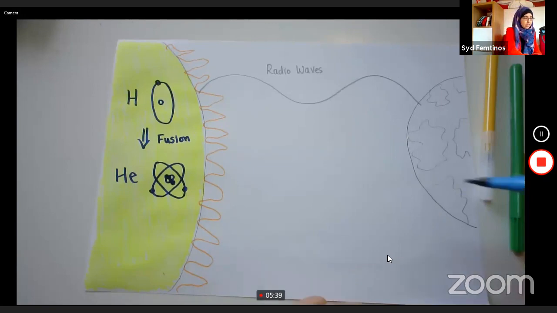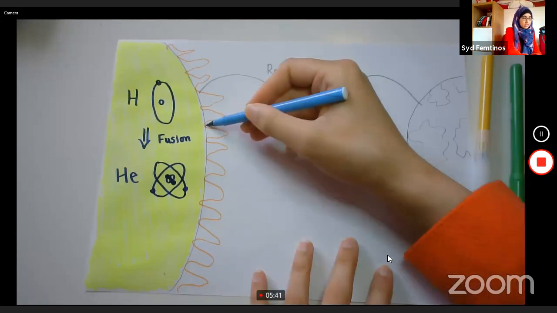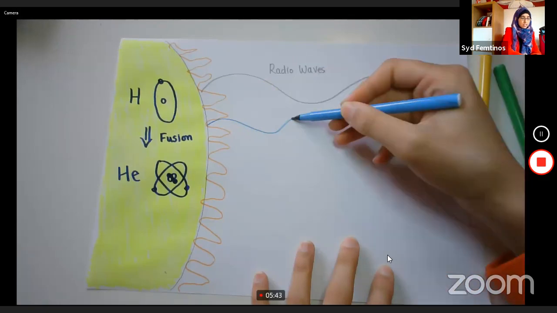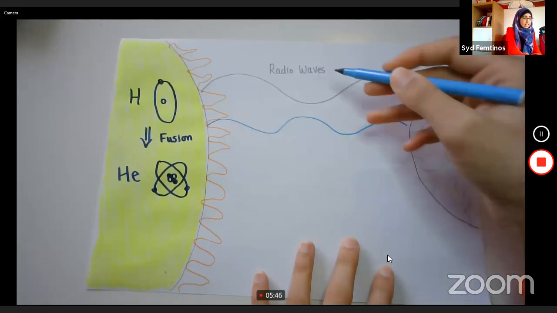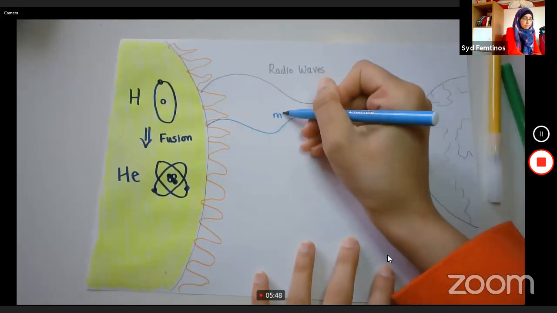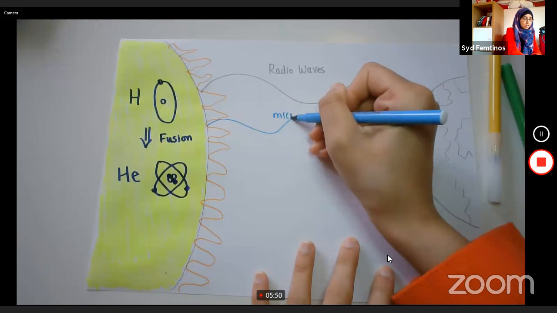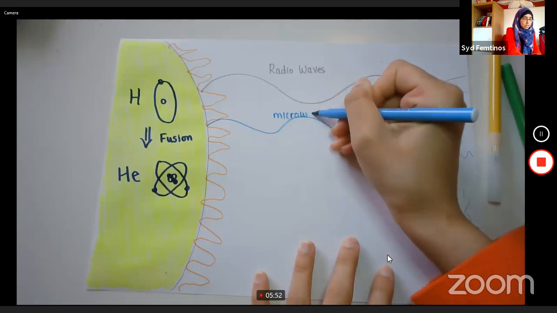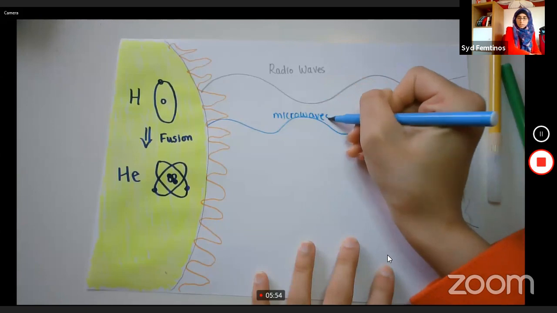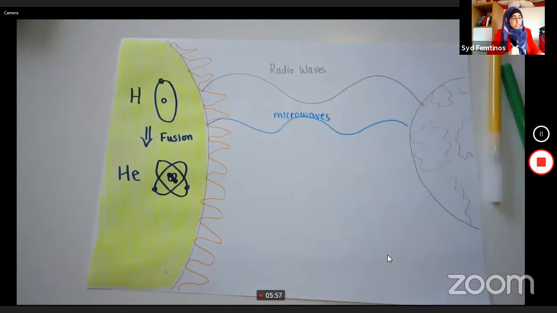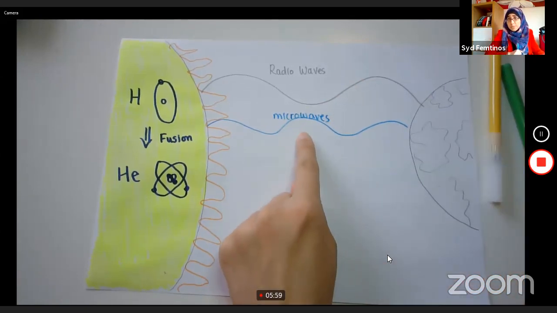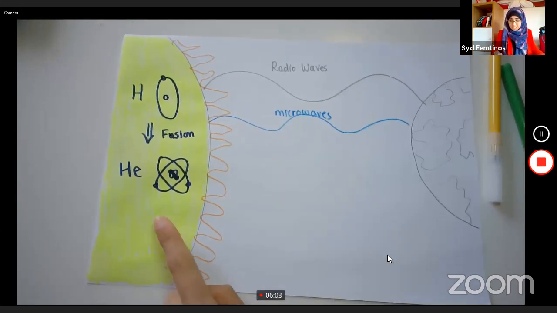Next bit we have is slightly smaller waves now. Okay, they're not as wide. Now, these are microwaves. So I'm going to write microwaves over here. Okay, so we've got microwaves. Microwaves are also used in our microwaves. That's where we got the name from. So we're going to draw those here. Those are also released from the sun.